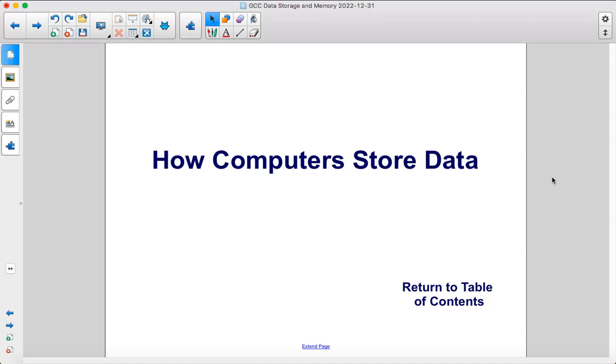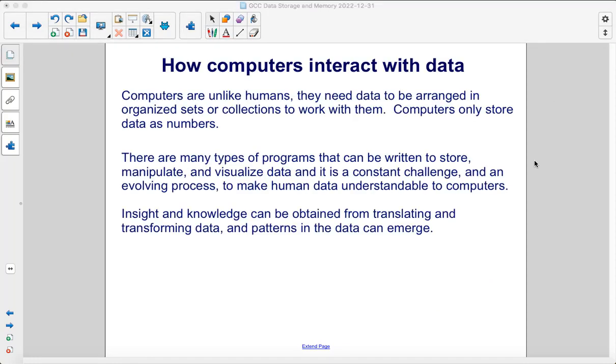How computers store data. Computers are unlike humans. They need data to be arranged in organized sets or collections to work with them. Computers only store data as numbers.